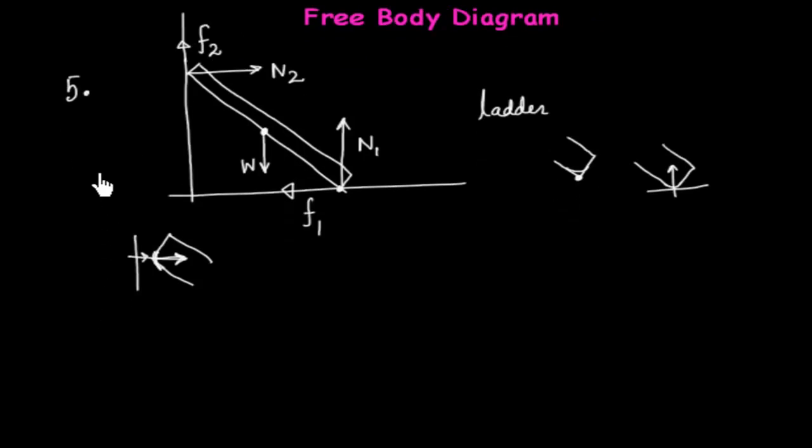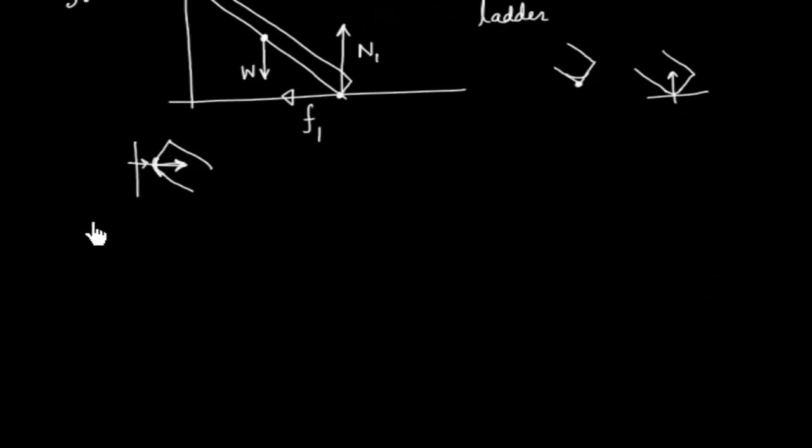So you have to remember, friction force always tries to oppose the motion. This is trying to move in this direction, friction force in this direction. This is trying to move in downward direction, friction force is in upward direction. So friction tries to oppose the motion. Let us discuss the next problem.